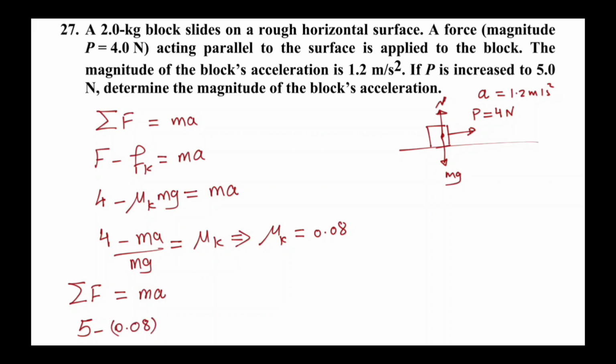Now sum of all forces is equal to ma, and in this case it's 5 minus 0.08 times 20 equal to 2a. You simplify this one here, you will find a equal to 1.7 meter per second square. The idea of this question, by the way, we just calculated the mu k, we substituted back in the other part.